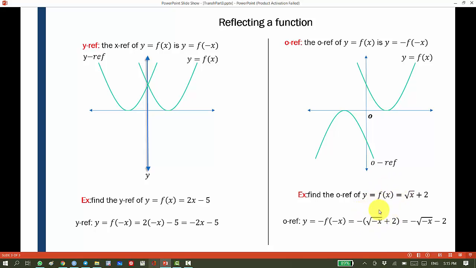Remember that the domain and range of the Xref, Oref, and Yref can be different from the domain and range of the parent function.